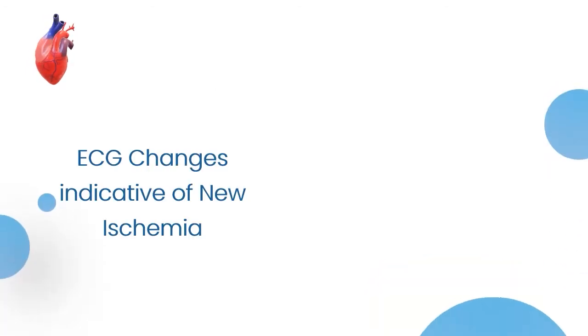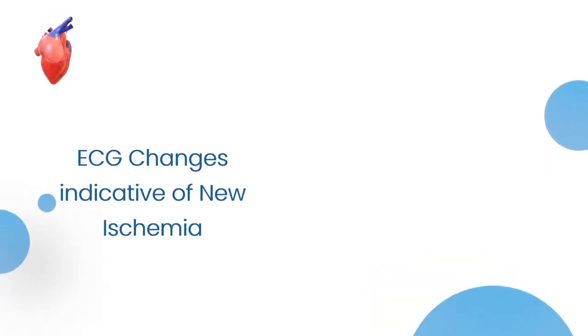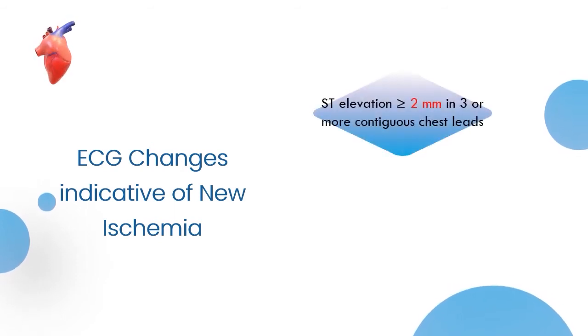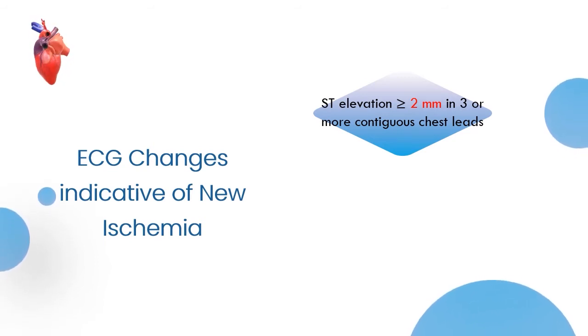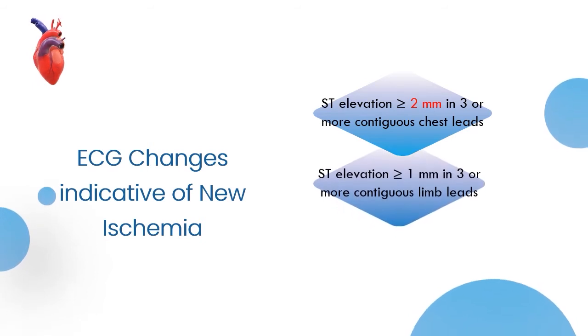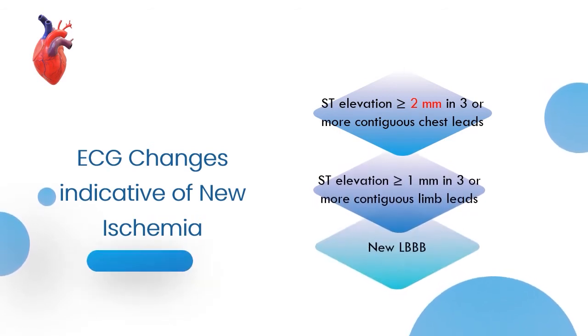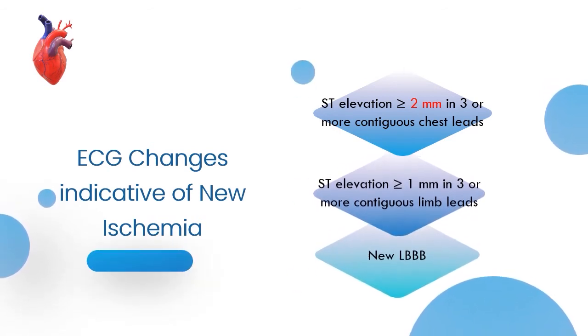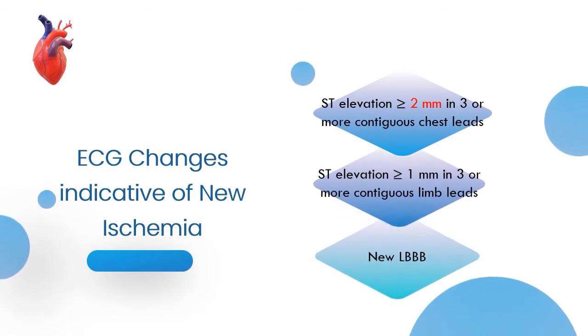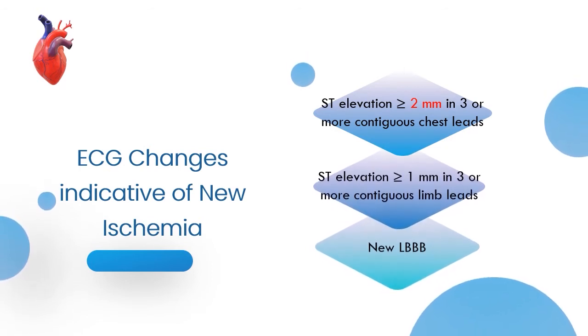Now we will see what ECG changes are indicative of new ischemia. Usually there is an ST elevation more than or equal to 2 mm in 3 or more contiguous chest leads. Chest leads are your V1 to V6. And there is usually an ST elevation more than or equal to 1 mm in 3 or more contiguous limb leads. And also a new onset left bundle branch block. So these are the ECG changes indicative of new ischemia.